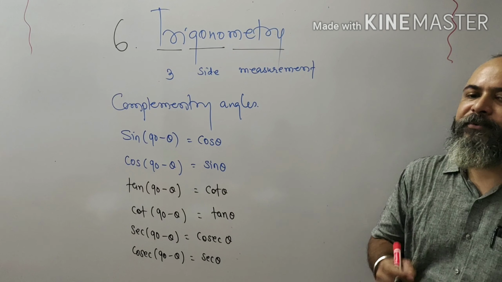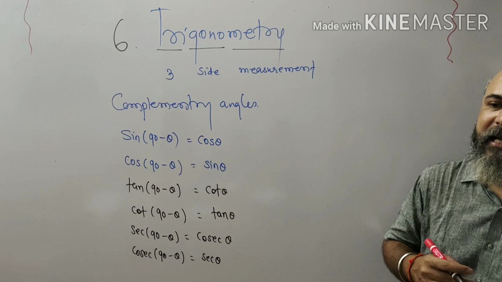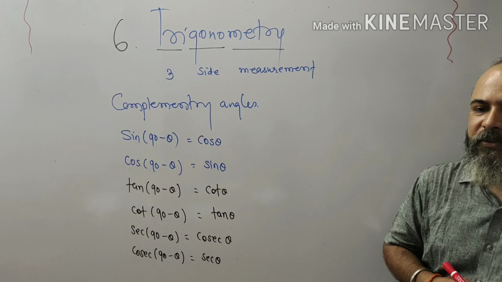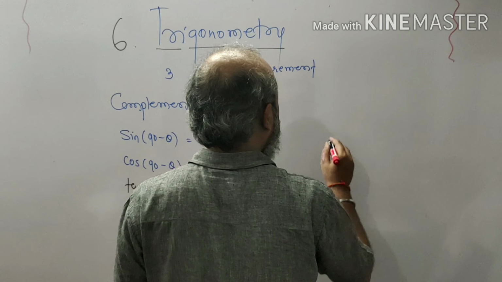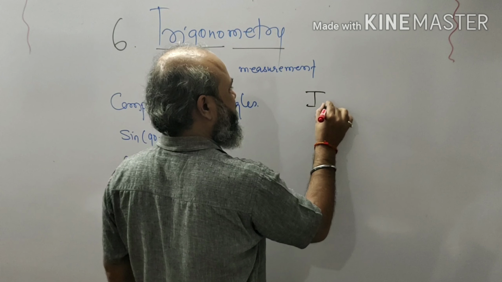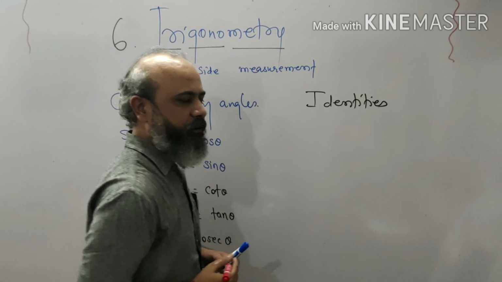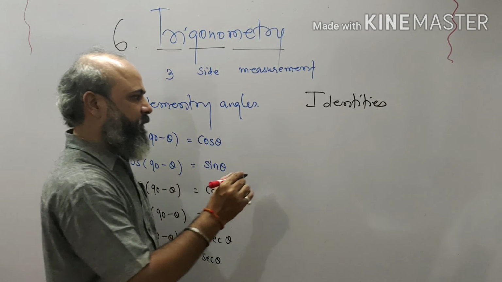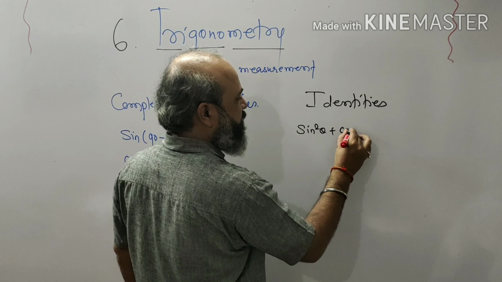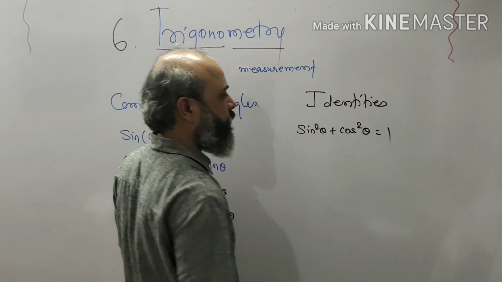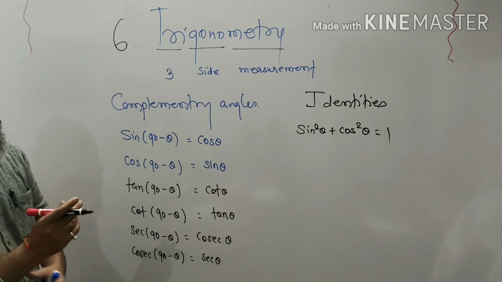Last year you learned one trigonometric identity, that is sine square theta plus cos square theta is equal to 1. This is a trigonometric identity. Okay student? Sine square theta plus cos square theta is equal to 1.